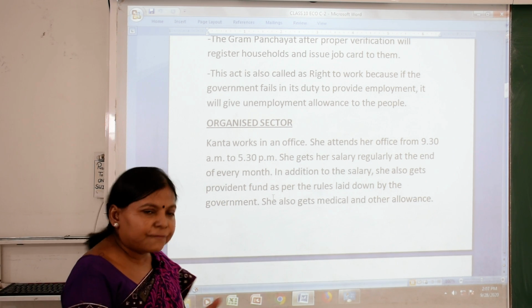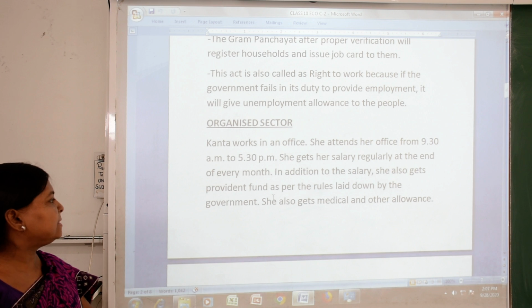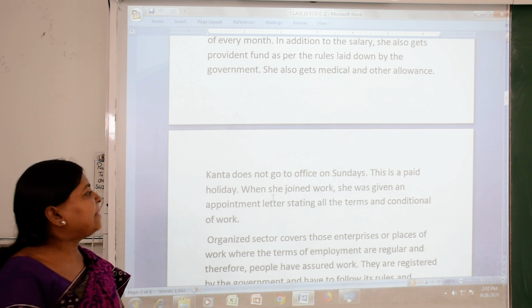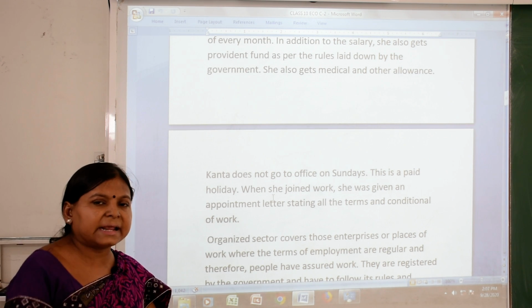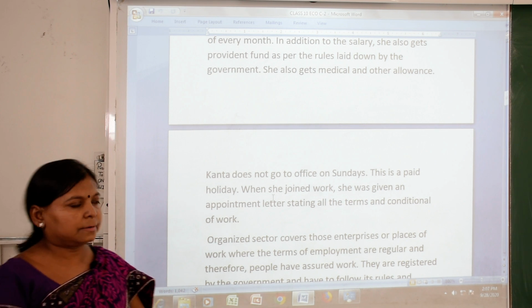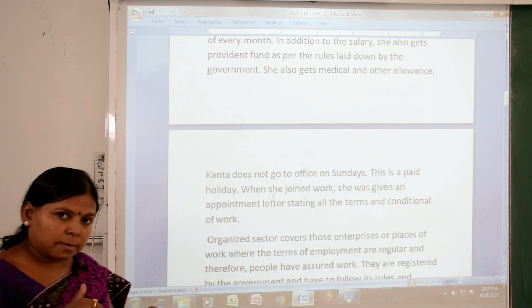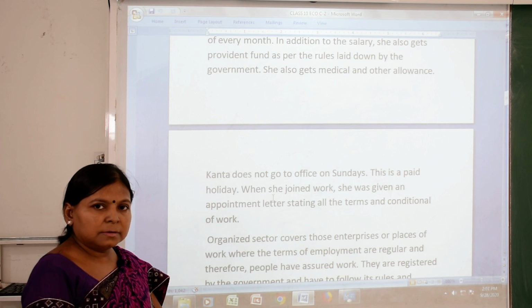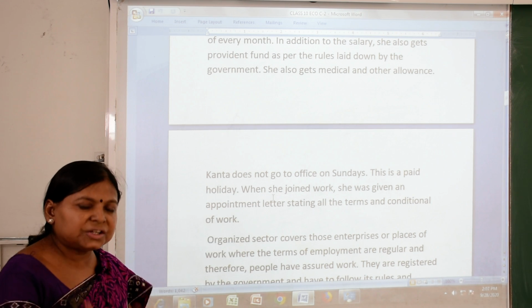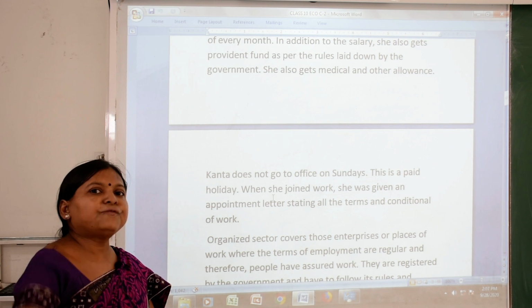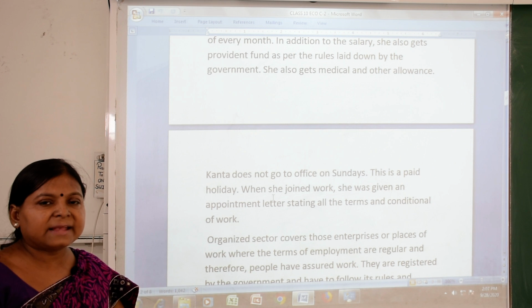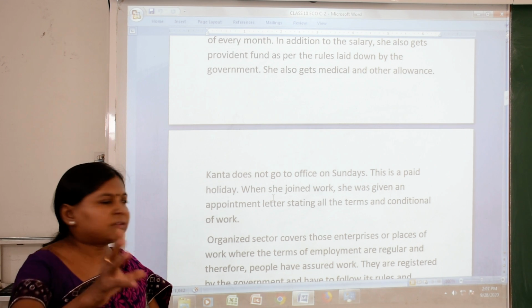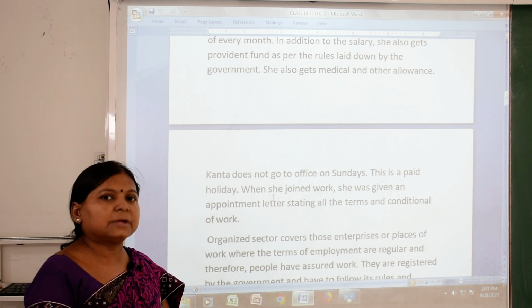She also gets provident fund as per the rules laid down by the government. She also gets medical and some other allowance. Kanta does not go to office on Sunday because Sunday is a holiday for the workers. This is a paid holiday. So for that she is not going, but she will get paid for that day. When she joined work, she was given an appointment letter. When any person goes for a job, whatever the organization, they give an appointment letter, and in that letter all the terms and conditions for the work are written.